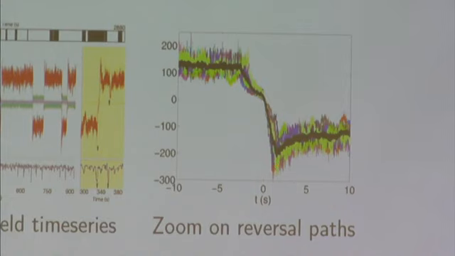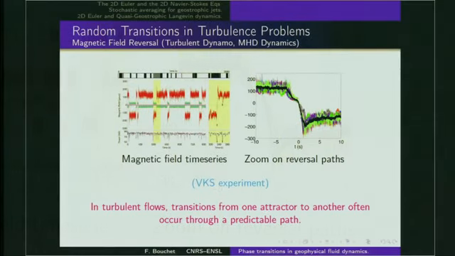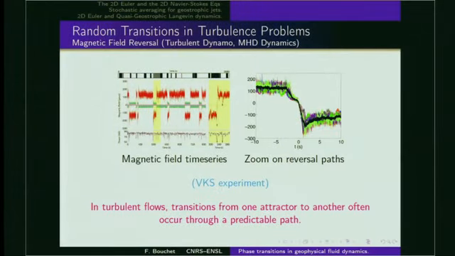So it seems that in some cases, the transition from one attractor to the other often occurs through a predictable path. All of these are features that are common in equilibrium statistical mechanics and can be explained in many systems with large numbers of degrees of freedom.